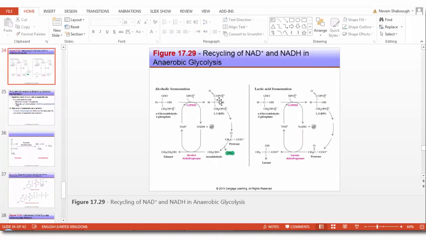And here you can see the whole reactions from pyruvate to acetaldehyde and then to ethanol. And in the muscle, we have here pyruvate to lactate.